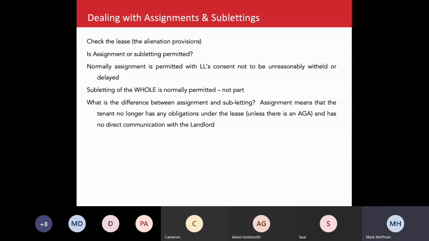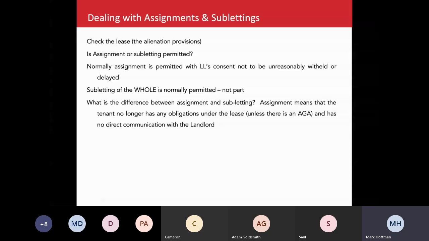So if a tenant comes to you and says, I've got 2,000 square feet here over ground and first, but I'd like to get rid of one of the floors on a subletting basis, you don't have to grant them consent, because that's deemed as part. Now, you might want to take back a floor, but you don't have to. So there is this whole issue of the difference between assignment and subletting.